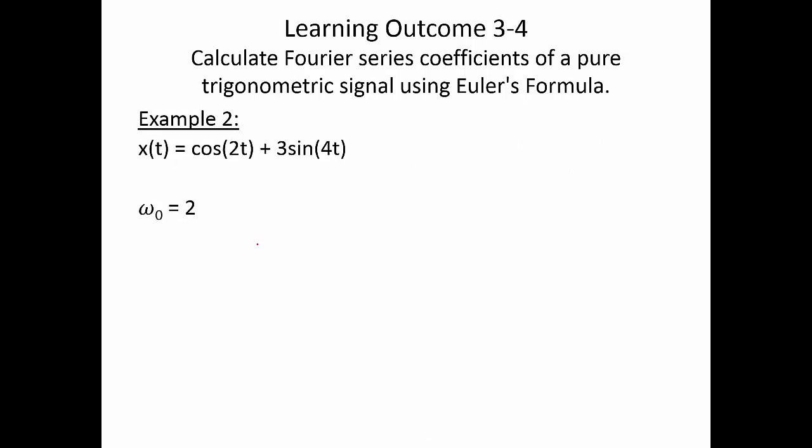Now we're going to try a second example. This x of t is cosine of 2t plus 3 sine of 4t. We're looking to find the largest common factor between these two terms, between the 2t and the 4t, really between the 2 and the 4. We want to choose an omega naught such that we get out those two frequencies, the 2 and the 4, where we wind up with a scalar k, and that k has to be an integer scalar between them.